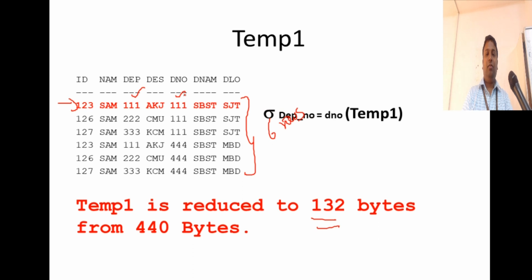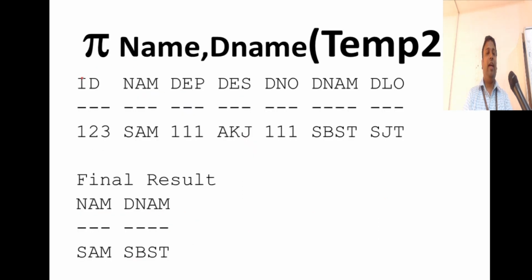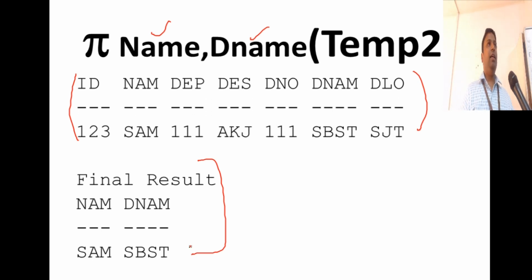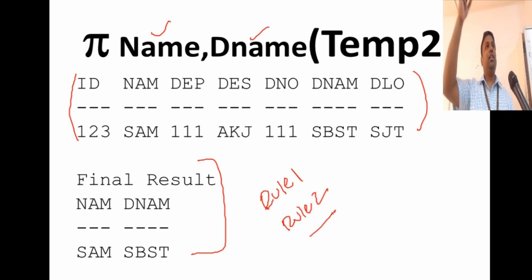So finally, on this final result, what do you have to do? We have to project name and department name. Again, you are ending up with the final result. In both the cases, we ended up with the same result, but the number of bytes we accessed, the size of your intermediate relation, got reduced by applying a heuristic rule. So we applied just rule number 1, that is breaking your sigma into pieces. Rule number 2 is move that sigma down the tree.